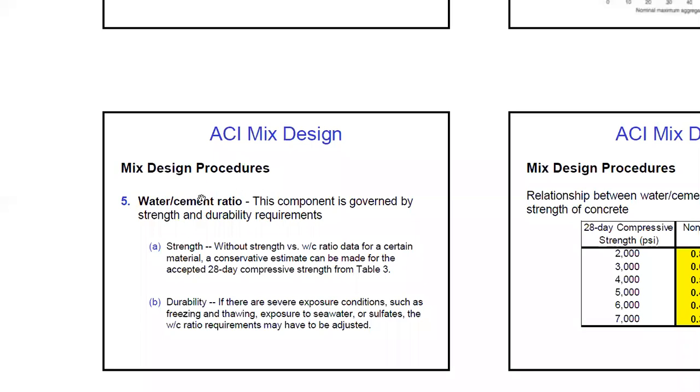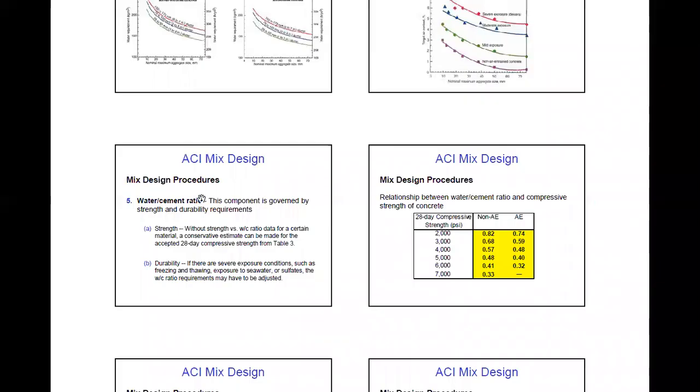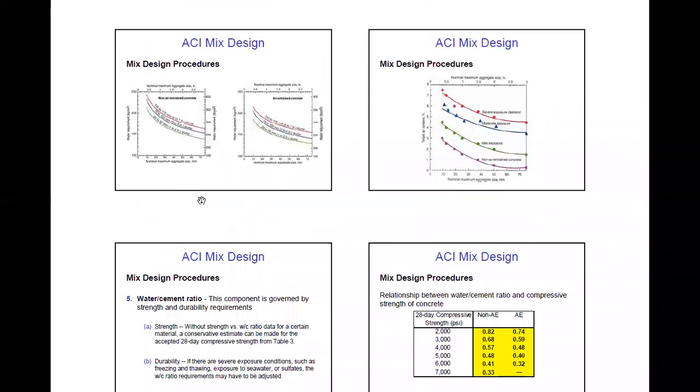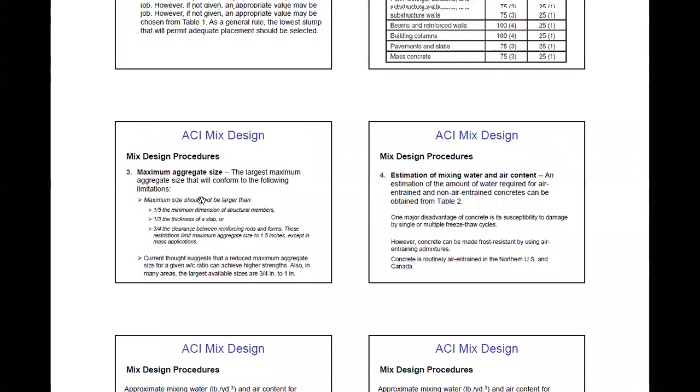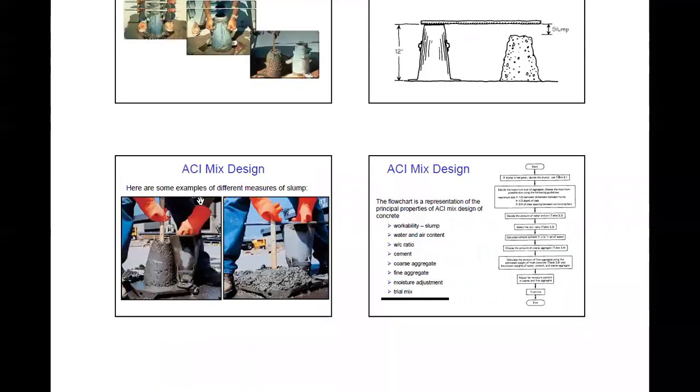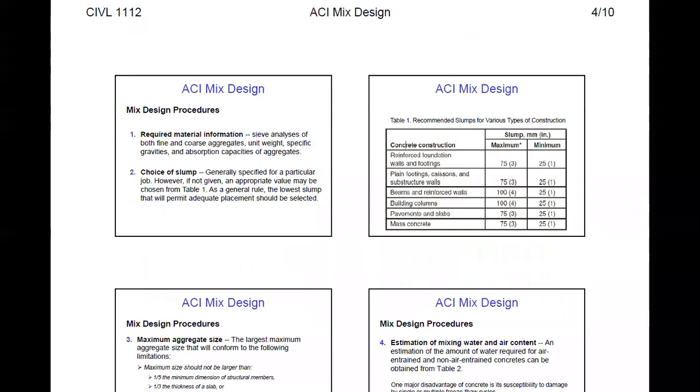So we were discussing, let's have a brief overview of what we have already discussed. The mix design procedure starts with the required material information, and by that we mean that the sieve analysis of both the fine and the coarse aggregates must be done. We have to do the unit weight, the specific gravity, and absorption capacities of both the aggregates as well.